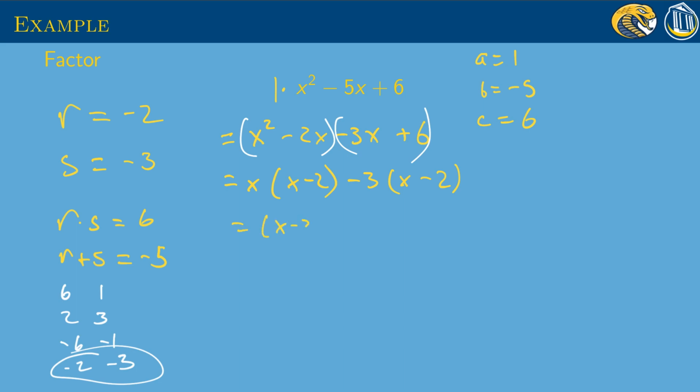That leaves us with x minus 2 times whatever's left over, well, that's just an x, and minus 3. If you want to verify that this works, go ahead and use FOIL to distribute this, but you'll find that the thing that you get is exactly x squared minus 5x plus 6. Go ahead and pause the video and try for yourself.